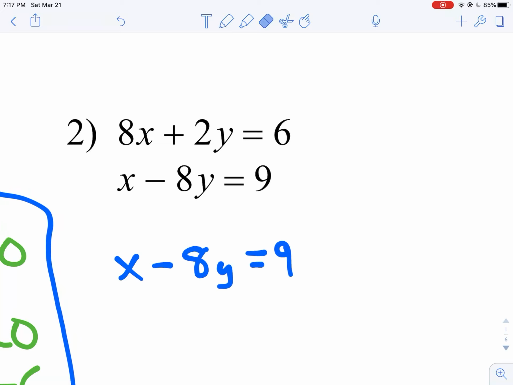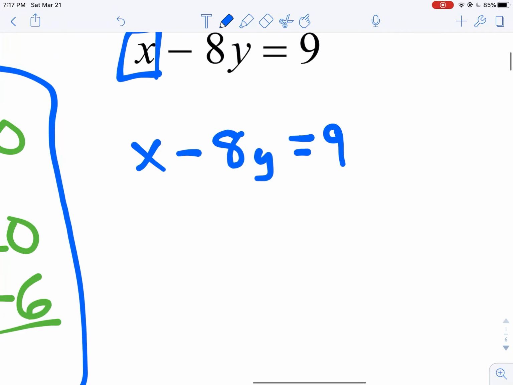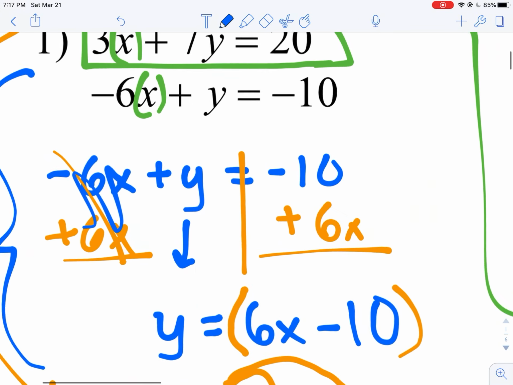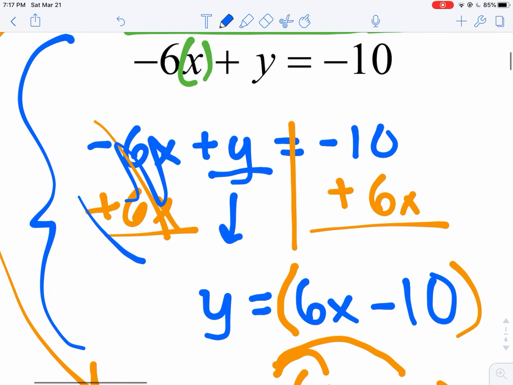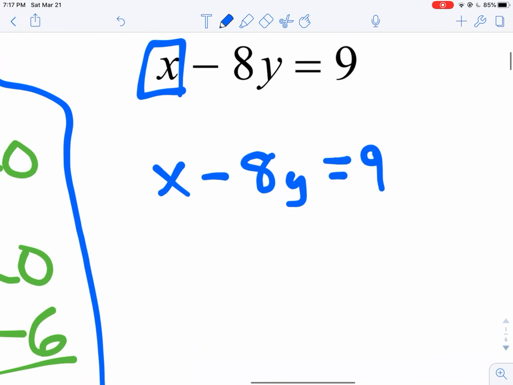It just so happens that in my first two examples, it's the bottom one that has my variable with just a 1. All right, so now, same as the last one, I'm going to go ahead and solve for x. So I'm going to get rid of this negative 8y. If you look back at the last example, we solved for y, and how did we do that? We got rid of the x, and how did we do that? We added or subtracted. So let's go back to this problem.